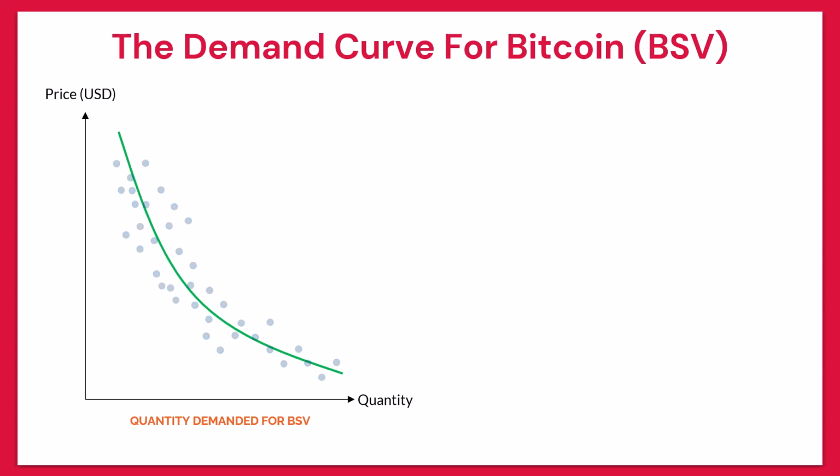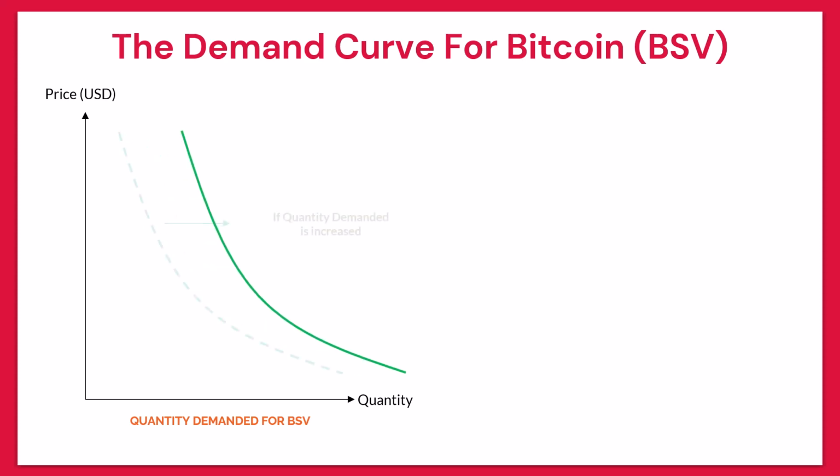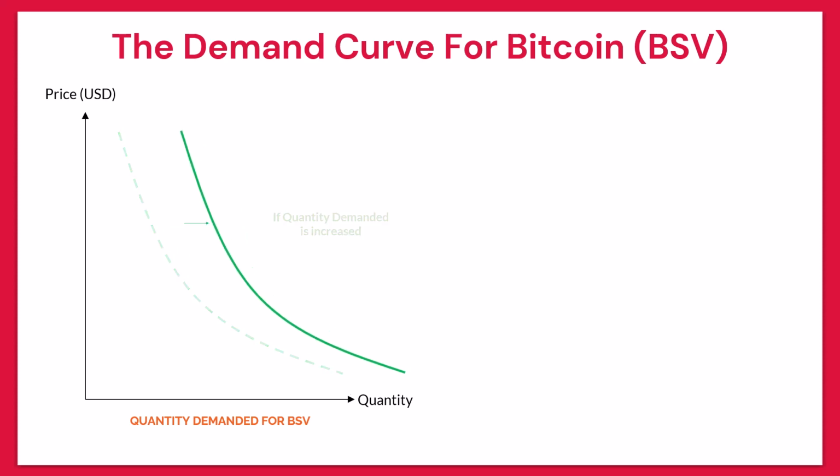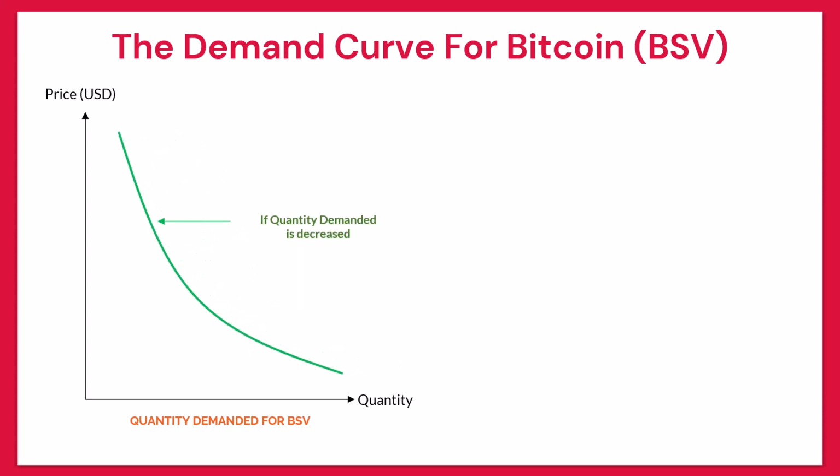straight line. Looking at this chart, therefore, we can say that at a high price, fewer people will be willing and able to buy Bitcoin. At a lower price, many more people can afford and will buy Bitcoin. When there are more and more people using Bitcoin, demand for it increases, and this can be represented by the demand curve shifting to the right. And if fewer people use it, its demand curve shifts to the left.